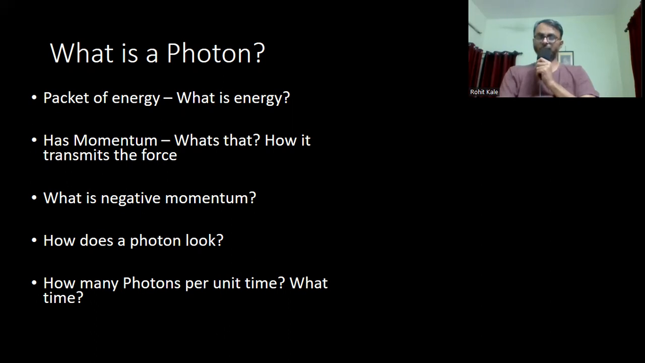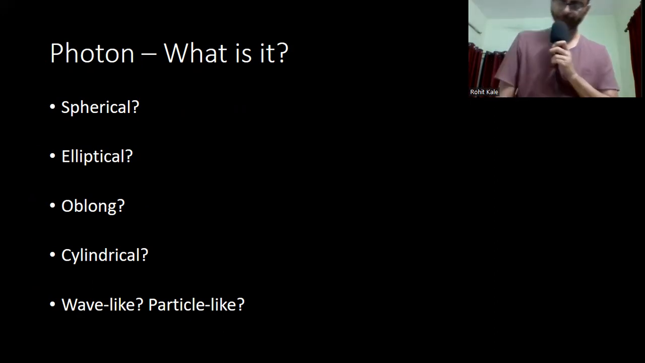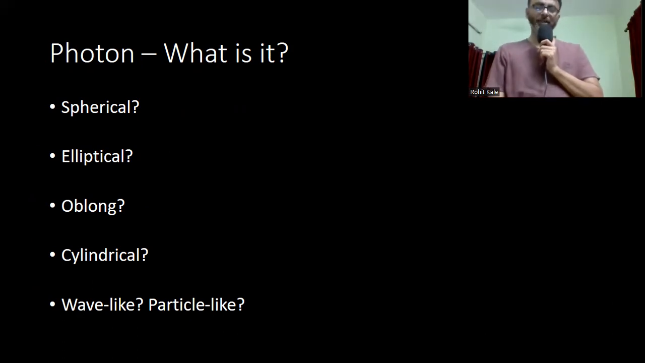What exactly is this photon made up of? Whether it is cylindrical, spherical, elliptical, oblong, wave-like or particle-like, what exactly is the shape of the photon? We don't know. Believe me, nobody does. These are the questions which are brushed aside. So we don't know yet what exactly it looks like. No theory is actually capable of deriving this. Nobody can derive this.